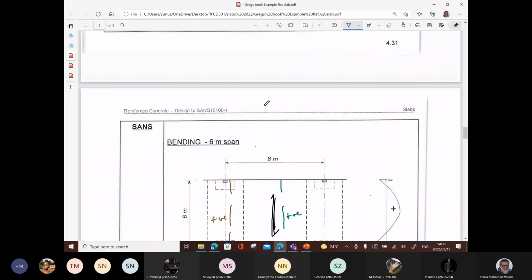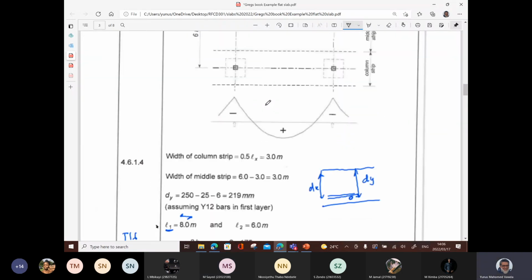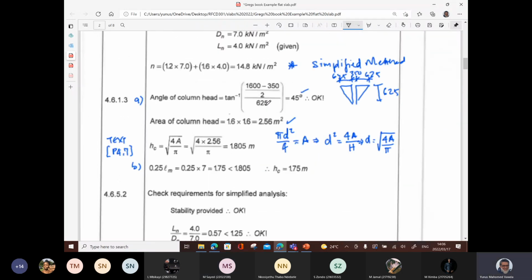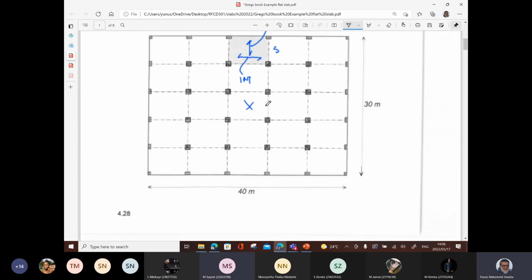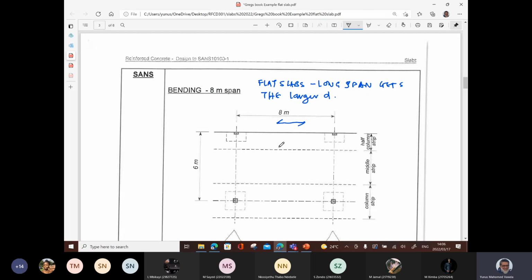Sorry, I'm looking at the wrong thing. This one. Eight-meter span. Here we go. That's a half column strip, and this is the column strip here.